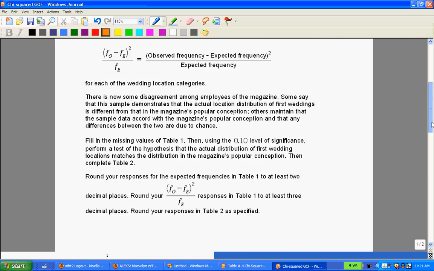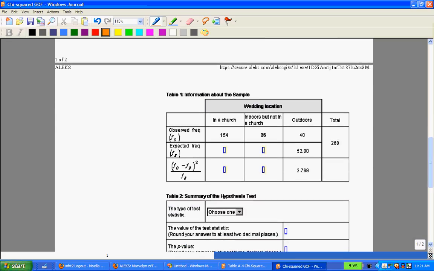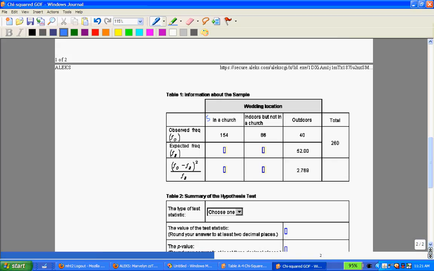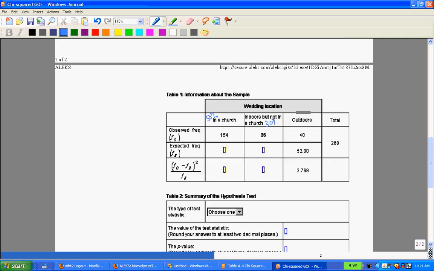So if we jump down to our contingency table, they have observed values filled in for us. Out of 260 weddings, 154 were in a church, 66, I think that is, were inside but not a church, and 40 were outside. So to get the expected frequency, I go back to those percentages. We were told that 50% were in a church, 30% inside but not a church, like at a hotel or something real quaint like that, and 20% outside, like on the beach or at a park.